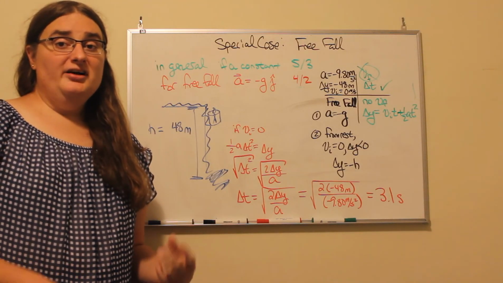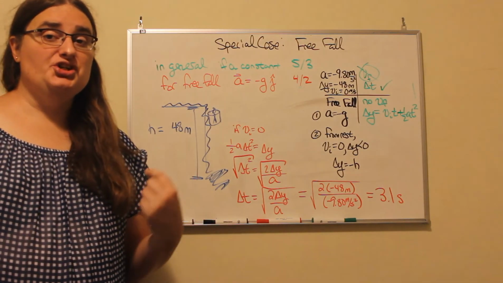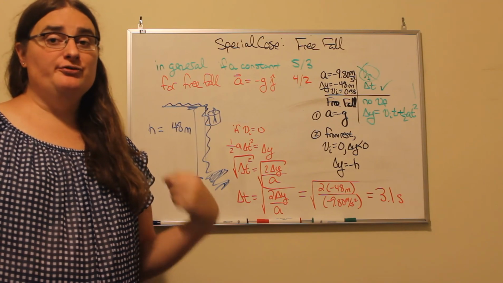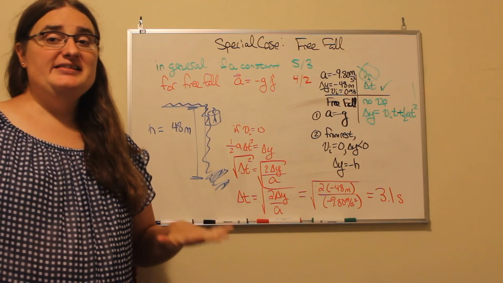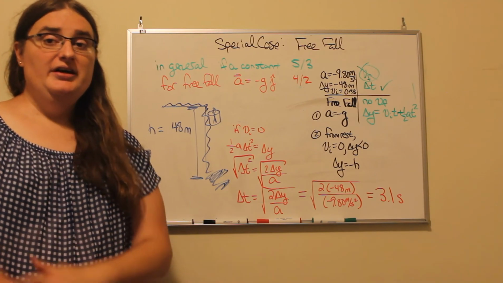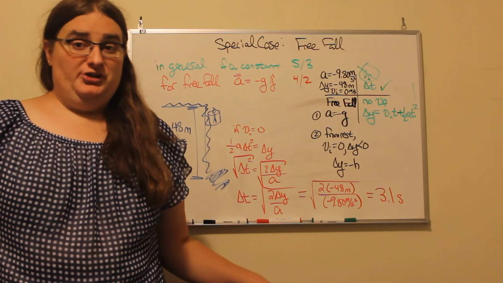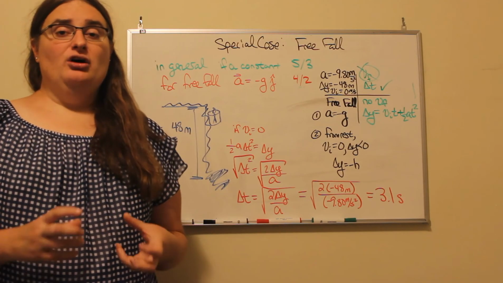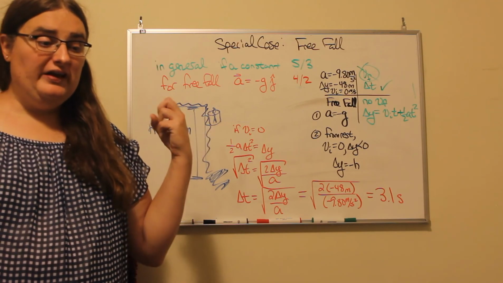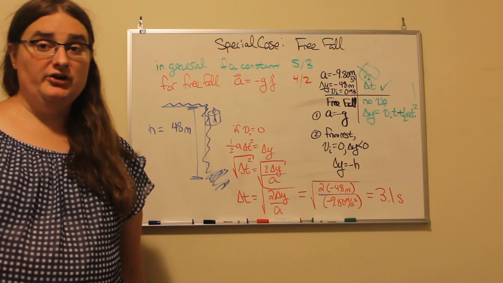Hi, let's talk about a special case of motion with constant acceleration in one direction, and that special case is what we call free fall. Free fall is an object falling subject only to Earth's gravity. That means in free fall there's no air resistance, there are no rocket forces, there's nothing at all impeding the motion of an object.